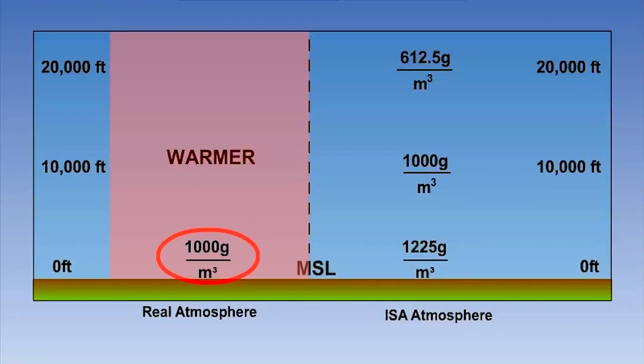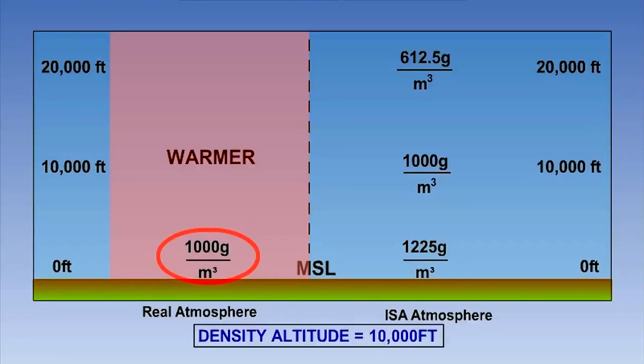Having seen the effect of all of the variables on density, the expression of density altitude can now be better explained. Density altitude is simply defined as being the altitude in ISA that the prevailing density would occur. This is best explained by using an example.